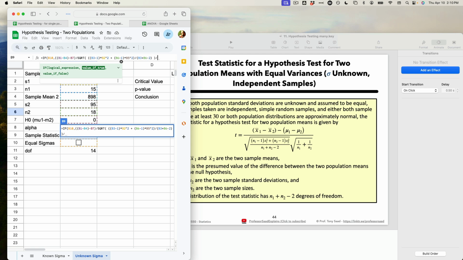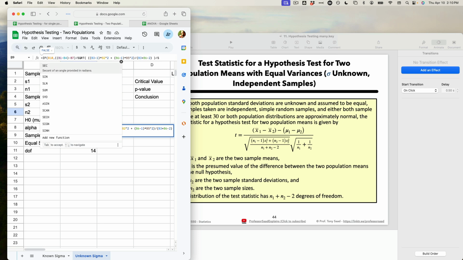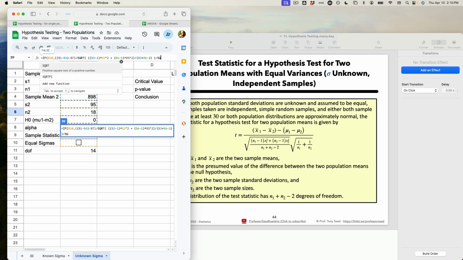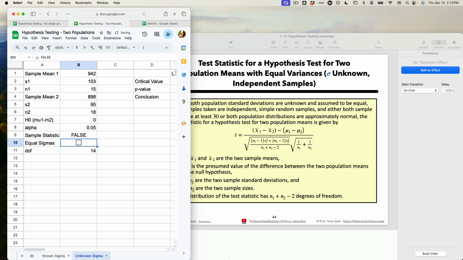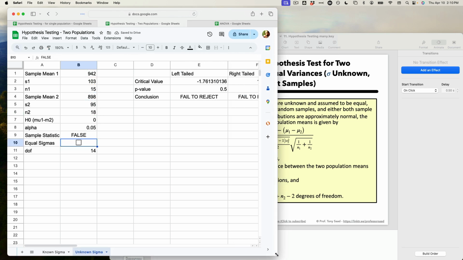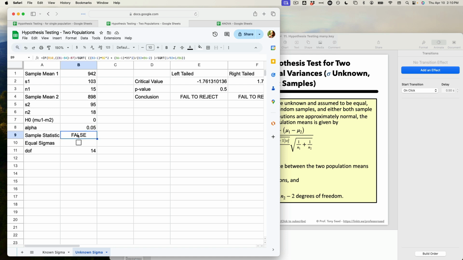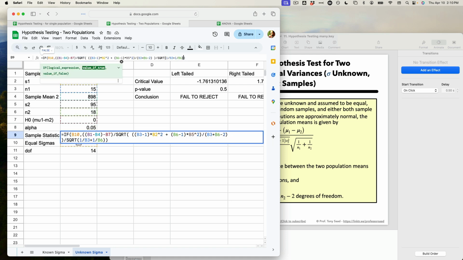Now I still have another square root, 1 over n1 plus 1 over n2. So I do another divide: the full numerator divided by the first square root, divided by the second square root. That's the equivalent of this formula. So another divide by the square root of 1 over n1 plus 1 over n2. Let me expand this for a bit. It gave me false, because we're not doing equal sigmas.